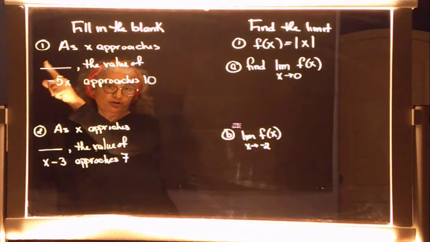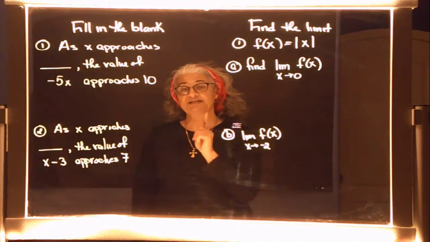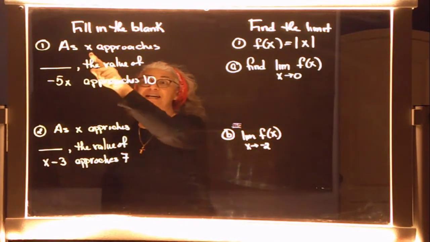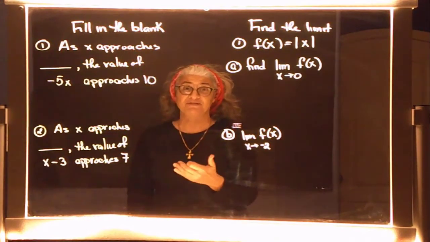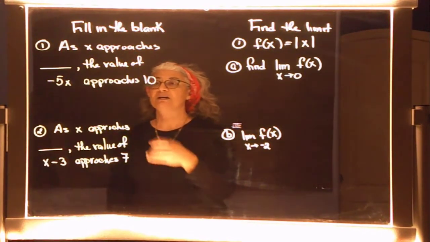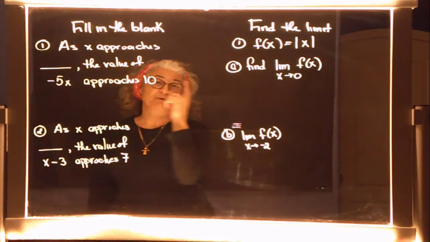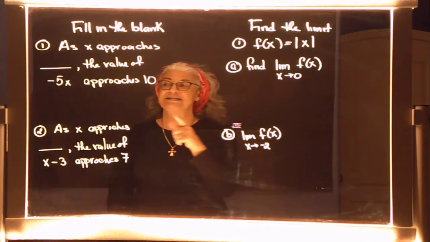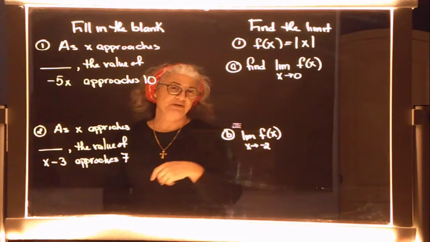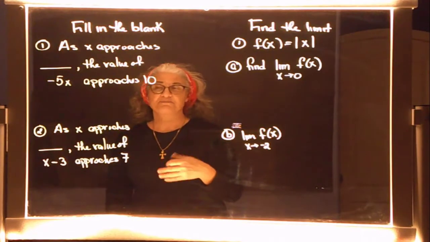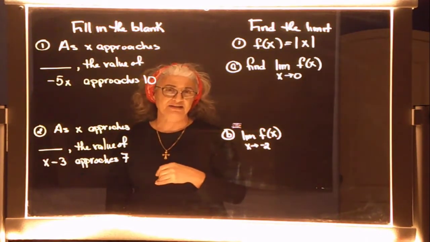This number we're trying to find, does it represent an x or a y? Good, it represents an x, because if x is approaching it, then it has to be a value of x. Then the value of negative 5x has to approach 10. So negative 5x, couldn't that be considered your function? So that's kind of your y, isn't it? And it has to approach 10, doesn't it?